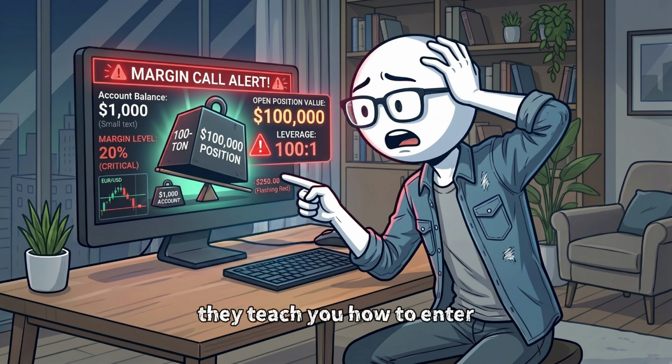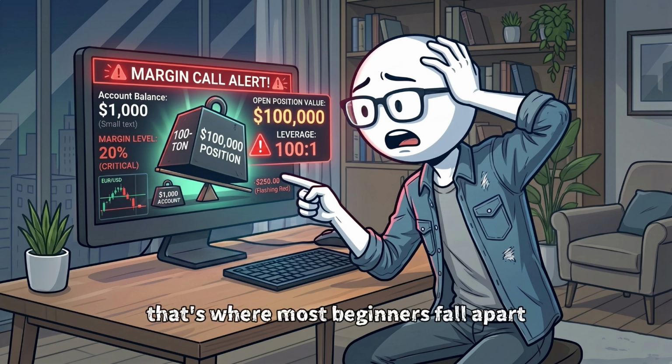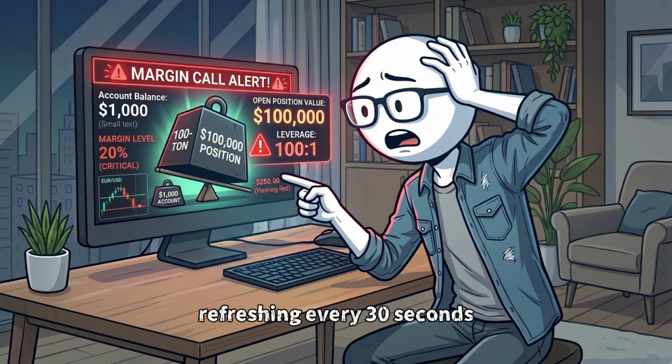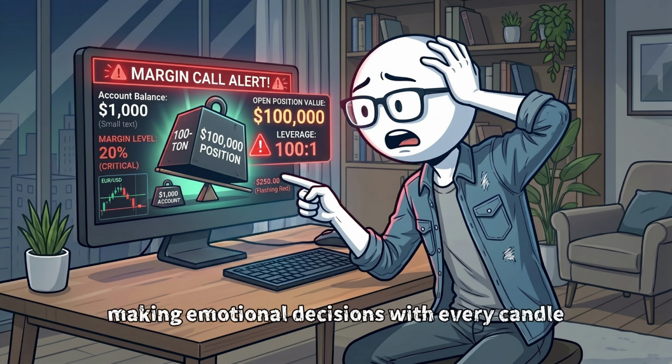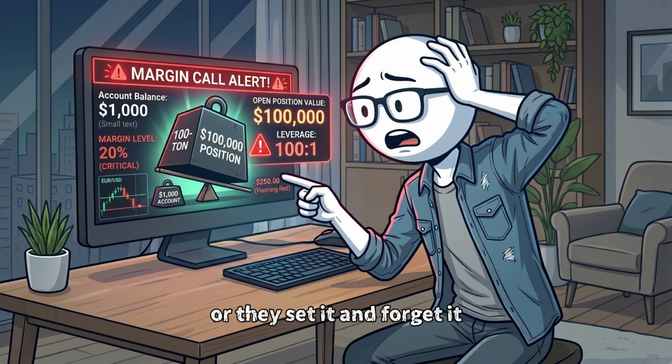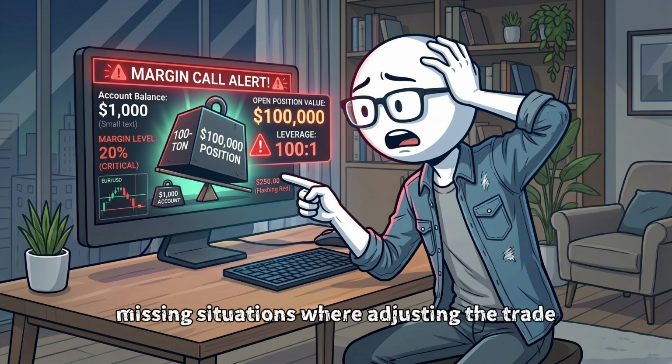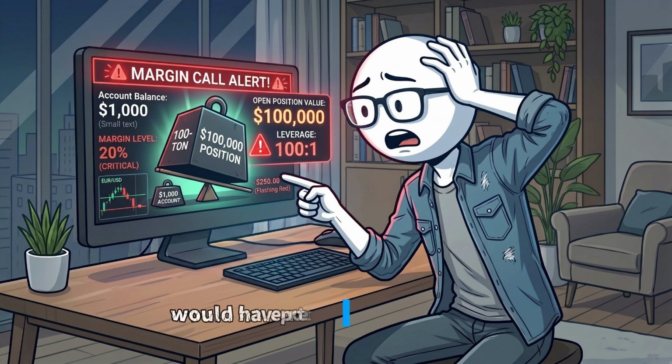They teach you how to enter. They teach you where to exit. But that gap in the middle, the time between when you click buy and when the trade closes, that's where most beginners fall apart. They don't know what to do. So they either stare at the screen refreshing every 30 seconds, making emotional decisions with every candle, or they set it and forget it completely, missing situations where adjusting the trade would have protected their profit or reduced their loss.